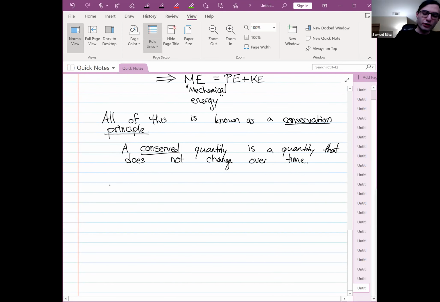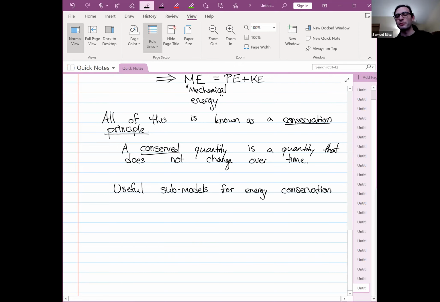Right, so there are some useful submodels of energy conservation. When I say submodels, I mean a set of ideas that give you specifics about how the energy is conserved. So one submodel that you might come across are systems with no drag or friction.